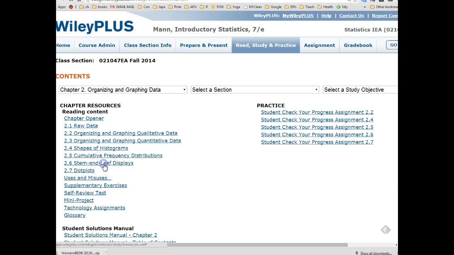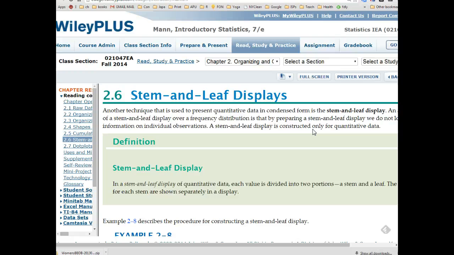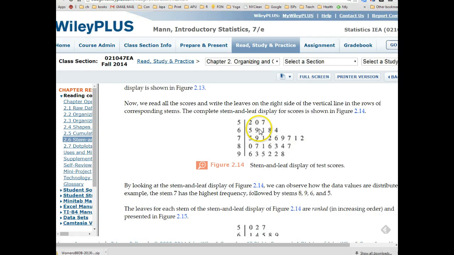Let's just look at that. What's a stem and leaf display? This is called a stem and leaf display. Okay, so does anybody know how to read this? How many pieces of data do you think are represented here? Well, here's the way it looks. There's a 52 in this data set. There's a 50 in this data set. There's a 57 in this data set. Do you see what I'm doing?